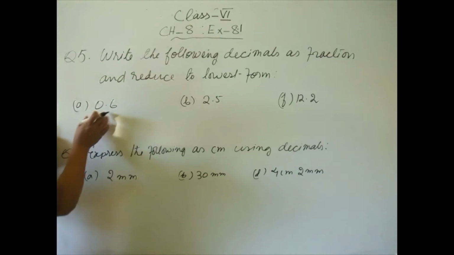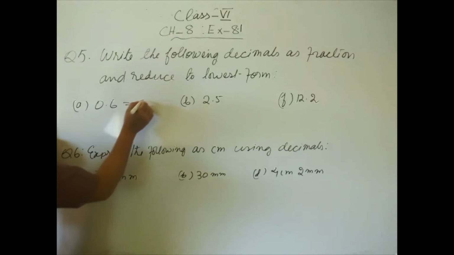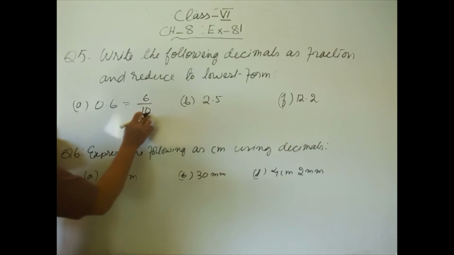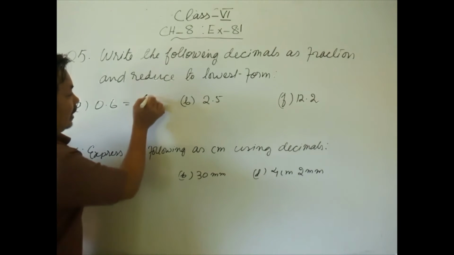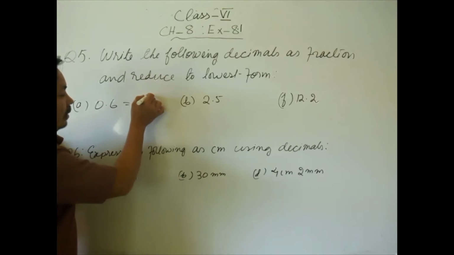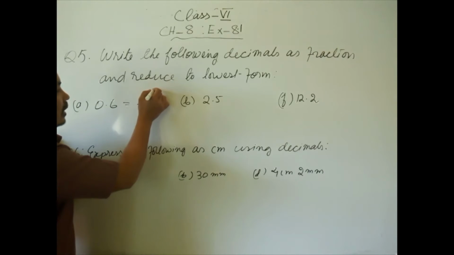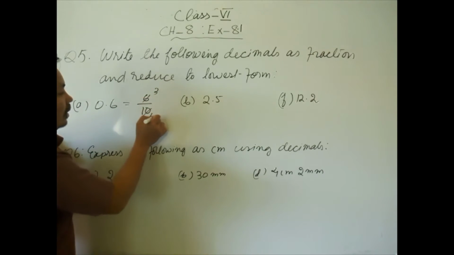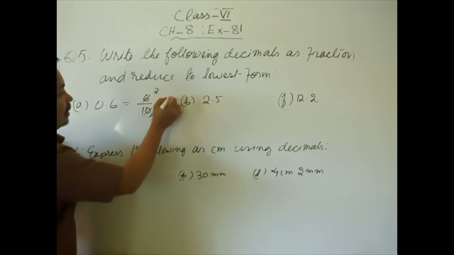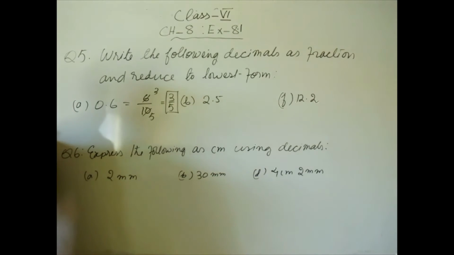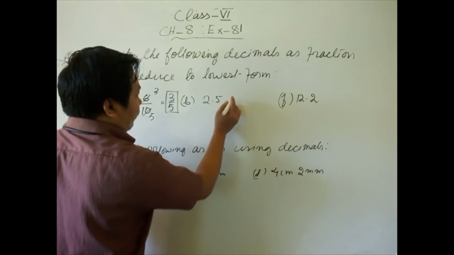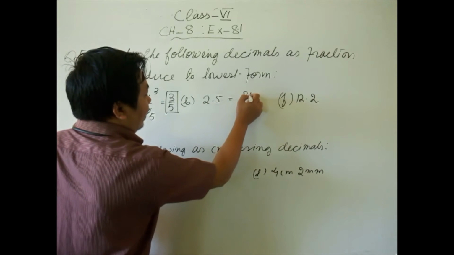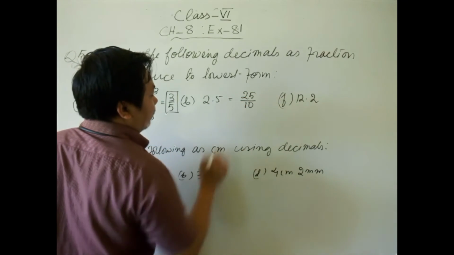Here, the fraction of this 0.6 will be 6 by 10. 1 zero, 10. That's right. Clear. Then you see here we can reduce to the simplest form by dividing by 2. 2 times 3 is 6 and 2 times 5 is 10. That means it becomes 3 by 5. 3 by 5 is the lowest form. Okay, clear. Then now 2.5 will be 25 by 10. 25 by 10.